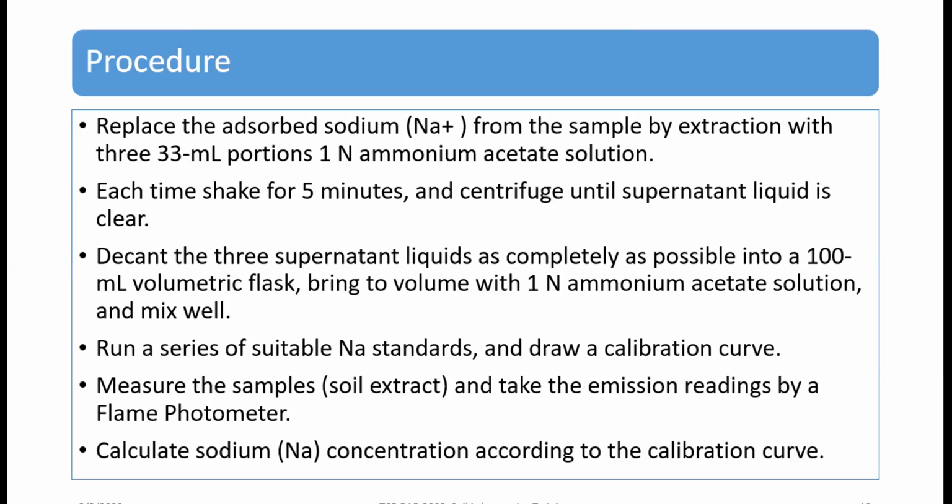And as you know from the previous lecture, when you want to determine sodium, you first have to run a series of suitable sodium standards and build your calibration curve. Then you measure in the sample, the soil extract, the sodium percent or sodium concentration according to the calibration curve.